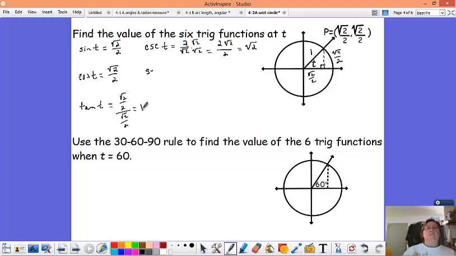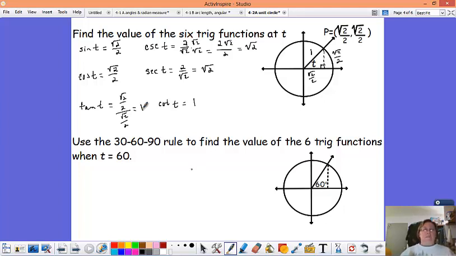The secant, which goes with the cosine, is also the reciprocal of cosine, so 2 over root 2, and we'll just cut right to the chase. We know that that's going to simplify to root 2. The tangent's reciprocal function is cotangent, and the reciprocal of 1 is 1. So there are the 6 trig functions for this point.